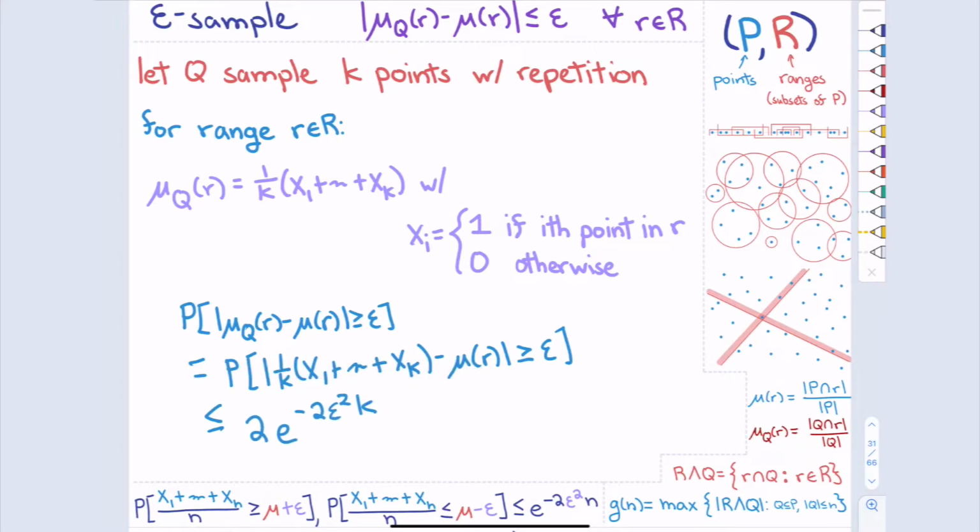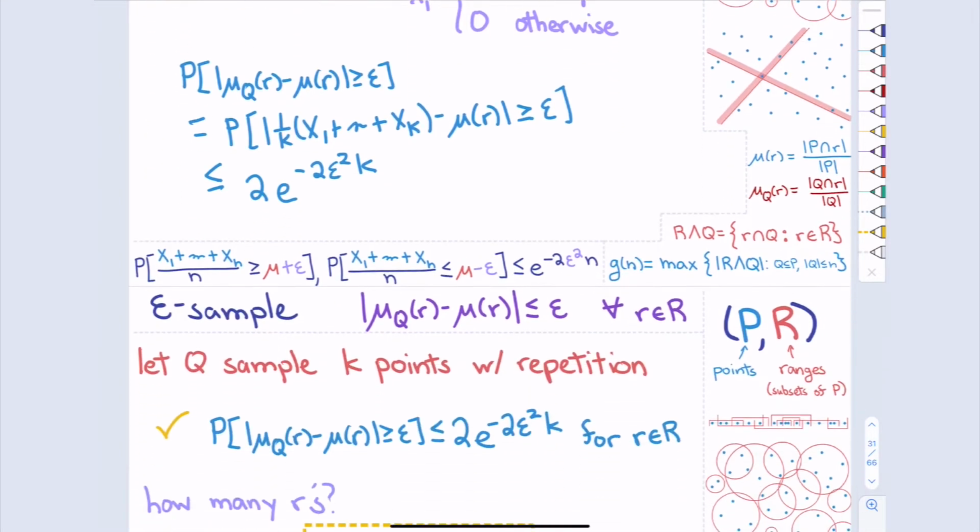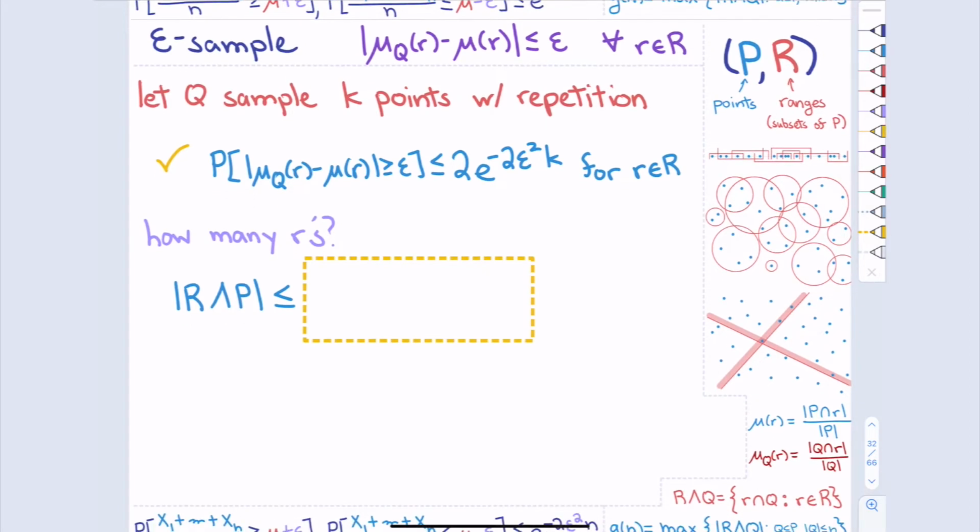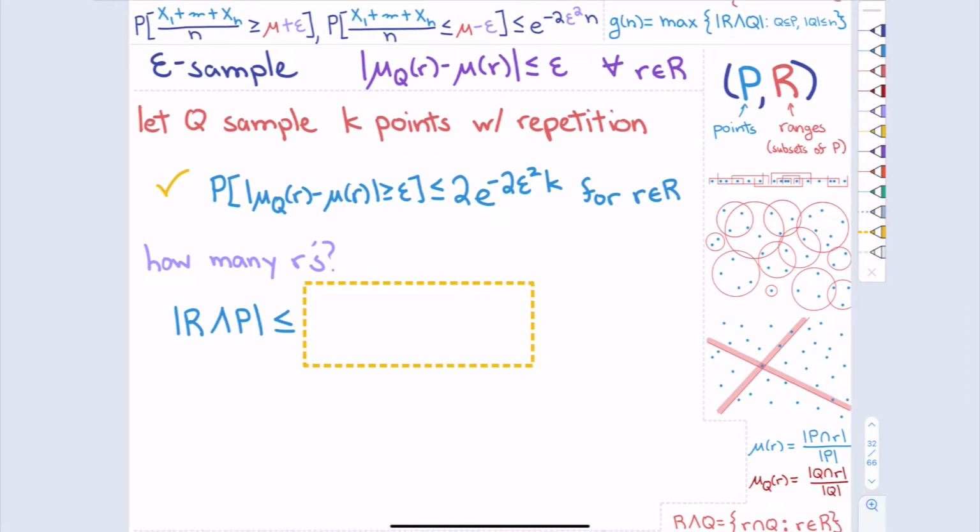All we've done is apply the additive Chernoff bound to see what are the odds that a single range is good as a function of k. Now we just have to figure out what to choose for k. Good. Now, how many ranges do I really have to worry about?